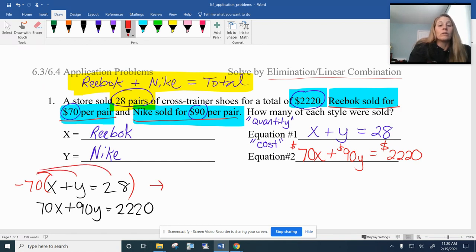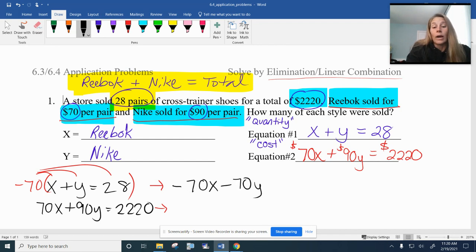So now we want to multiply that negative 70 to our entire equation. That will give us negative 70X, negative 70Y, or minus 70Y. And then we would have to multiply 70 by 28, which would give us 1960. And of course, it's going to be negative 1960 because we multiplied by negative 70. Now, the second equation, we should be able to just leave as is and recopy it.